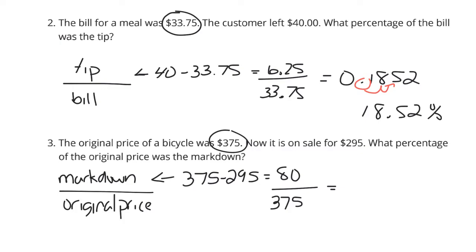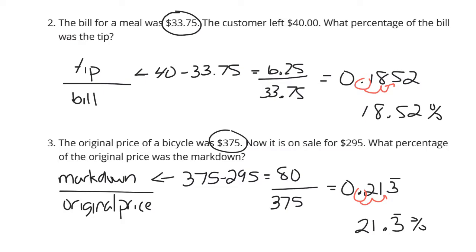We divide that by the original price of $375, and 80 divided by $375 is a kind of crazy decimal, 0.21 with the 3 repeating. And once again, if we move that decimal point over twice to the right, we're going to end up with 21 and 3/10, you could write the repeating line over it, percent.